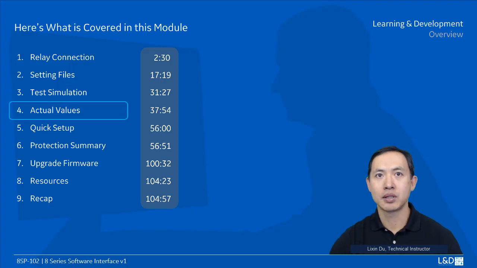Actual values. In this section, we'll introduce the metered values of current, voltage, frequency, and power, the status of the breakers and switches, different inputs and outputs, and the records of event records, transient records, and data logger.